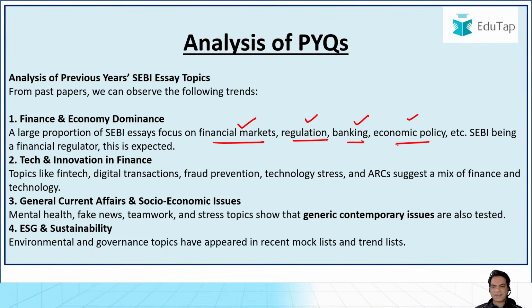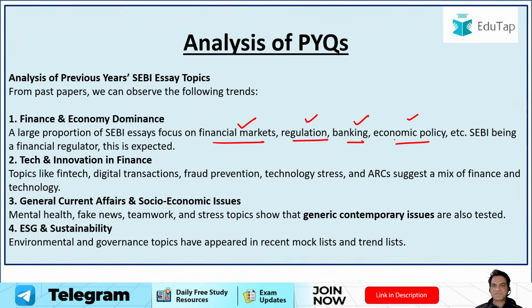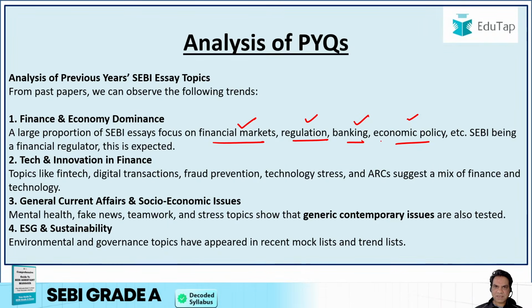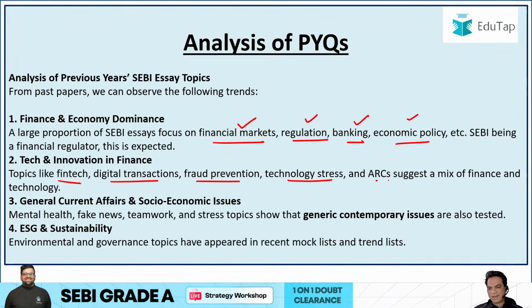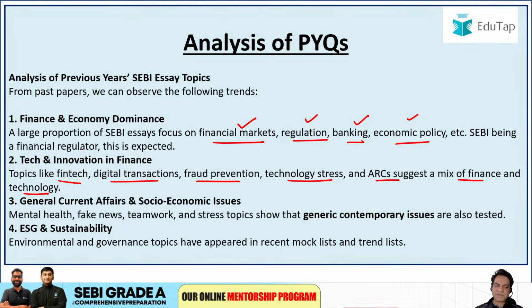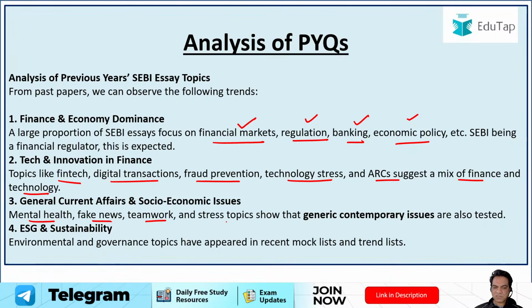So guys, you should target these four spheres or verticals of your preparation. Get to know about financial markets, regulation, banking and economic policy. Second is technology and innovation in finance, another vertical that is asked in the exam. Topics like fintech, digital transactions, fraud prevention, technology stress, and ARCs suggest a mix of finance and technology based topics in your exams. Third, general current affairs and socio-economic issues: mental health, fake news, teamwork, stress topics show that generic contemporary issues are also tested.